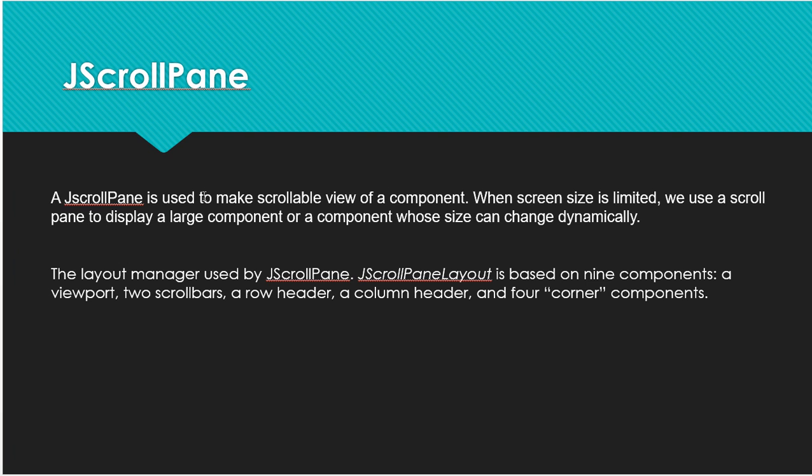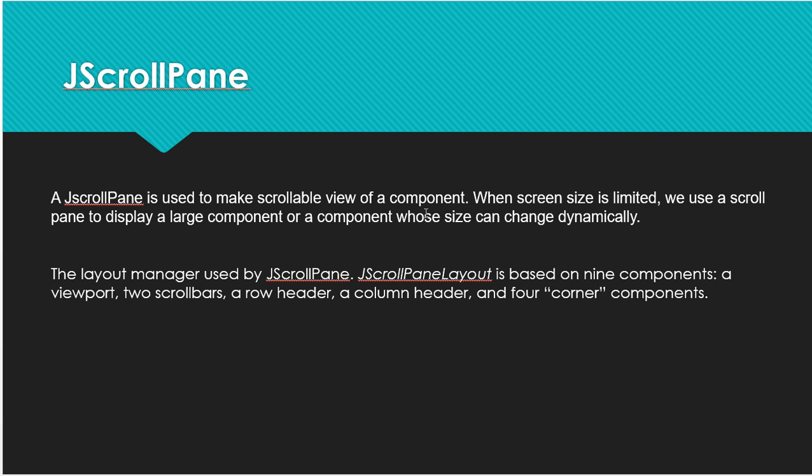A JScrollPane is used to make a scrollable view. I have already shown what a scrollable view is. If you have many contents in your text area, you can scroll up, down, left and right, that is a scrollable view. When screen size is limited, we use a scroll pane to display a large component, or a component whose size can change dynamically. That I have already shown.